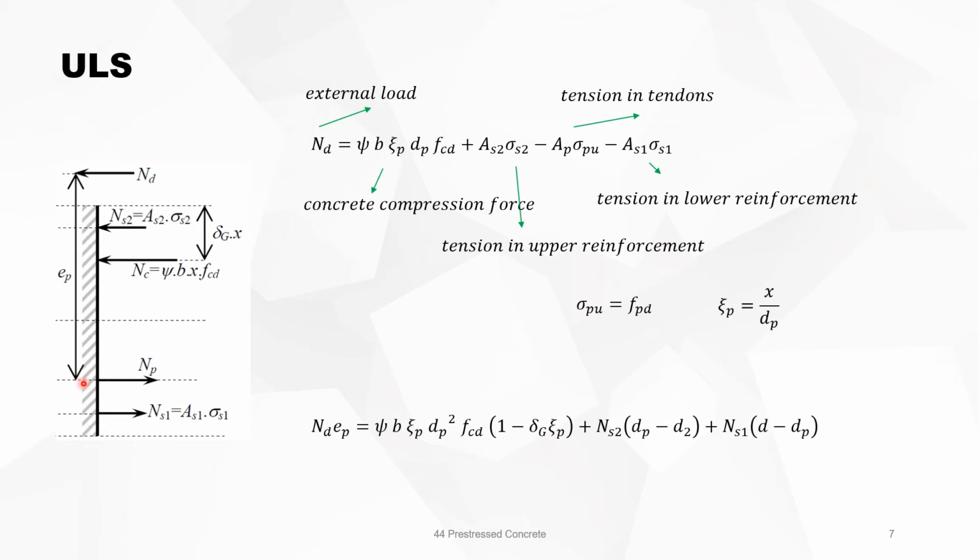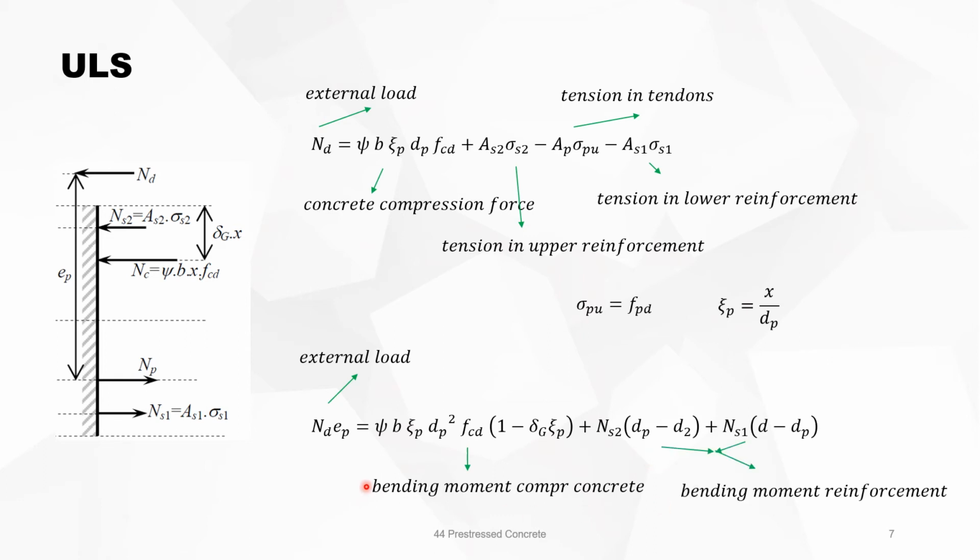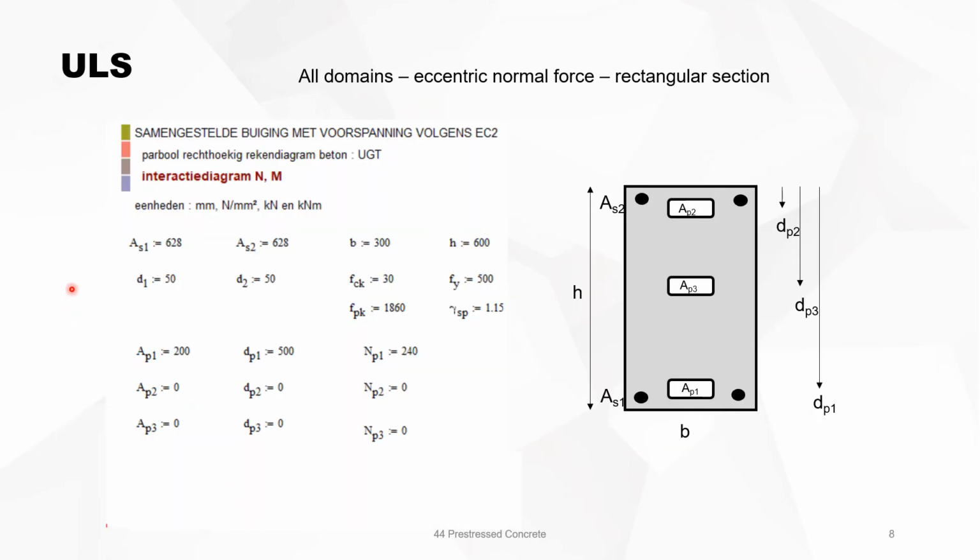And the rotation equilibrium around this point: ND times EP must be equal to those three. It's the external load, this is the bending moment of the compression concrete, and this is the bending moment caused by the classical reinforcement. So you can express a transversal equilibrium and a rotation equilibrium for every domain, and you can do that for every depth of the neutral axis, so for every x.